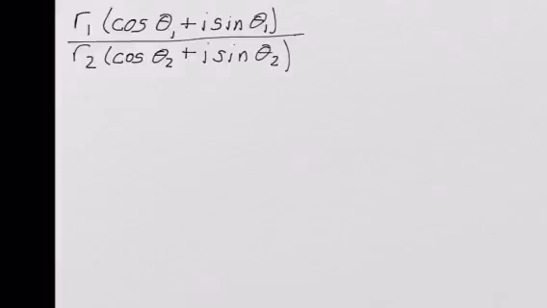Okay, so now that we've done that, we're going to make the key step here, multiplying the denominator by the conjugate of just the cosine theta 2 plus i sine theta 2. So that would be cosine theta 2 minus i sine theta 2.